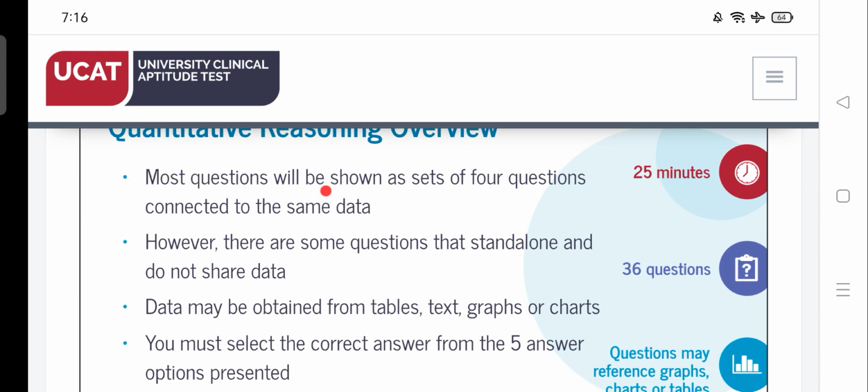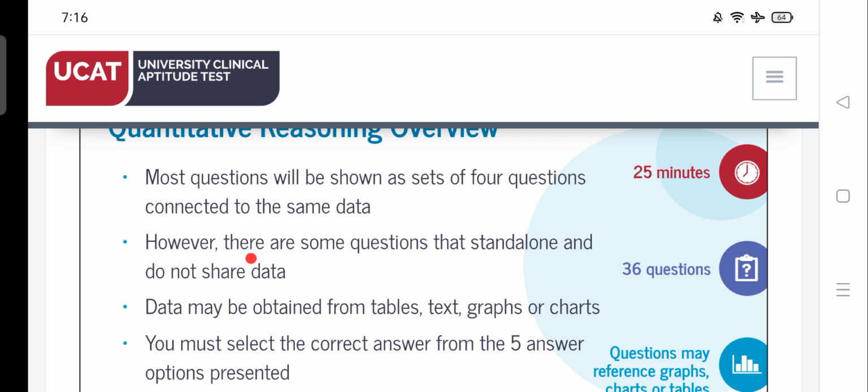Most questions will be shown as sets of 4 questions connected to the same data. Okay, in these types of questions, more than one question will be connected to the same data. They will provide you a graph, or it could be a table or chart, and they will ask you 4 questions from that information, from that chart.